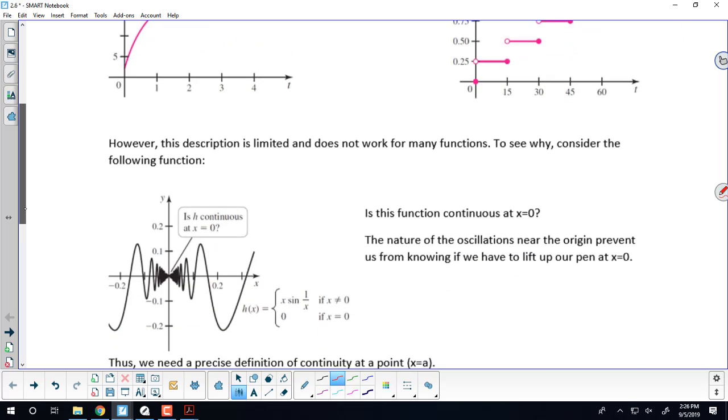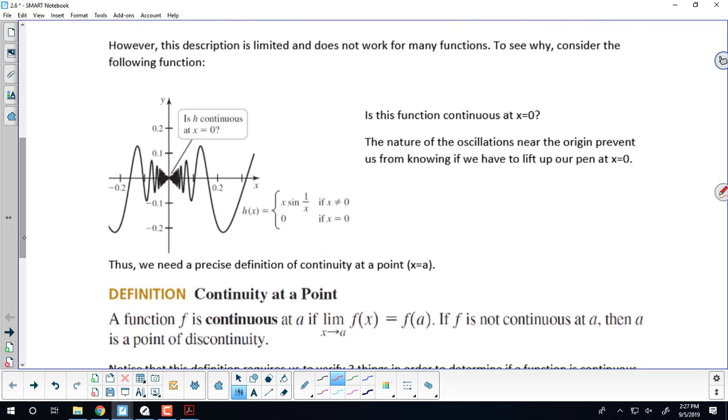But if you remember a graph that we looked at that was similar to this, we had those infinite oscillations towards the origin. The idea of picking up my pen doesn't really make sense because we can't tell what's happening at the origin, which means we need a more definitive definition of what continuity actually is. Particularly at the origin, we want to know, is that continuous? Is there a break or a gap there? There's no way to determine that just by our informal definition of continuity.